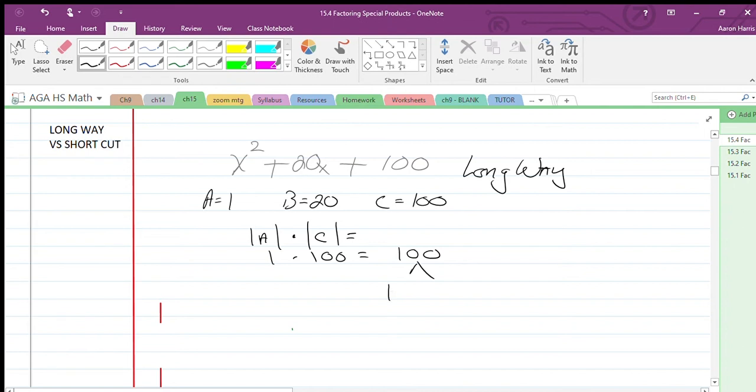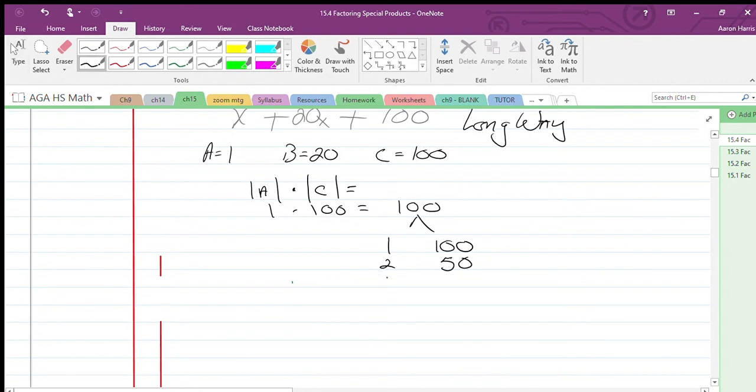Now we list all the factors. Always start with what? 1. So 1 times 100. 2 times what? 50. 3? Nope. 4? Yes. 4 quarters, right? So 4 times 25. 5. 5 times what? 20. The 6? No. 7? No. 8? No. 9? No. But what? 10. So I get 10 times 10. That's pretty simple.